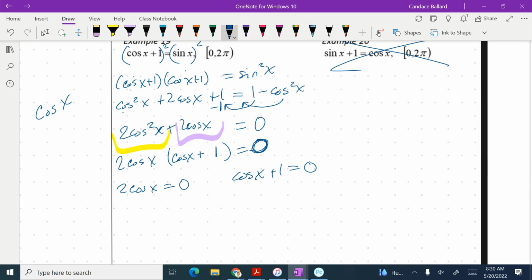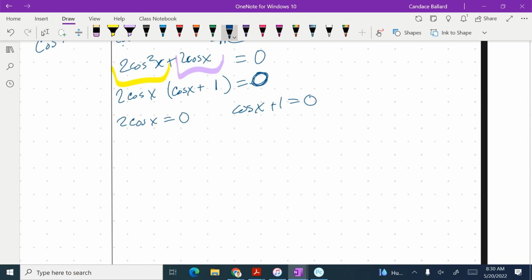All right. We are going to use zero product property and finish this off. So what do I have to do with this 2? Divide it out. So what is 0 divided by 2? 0. All right. Cosine is the x. What were the x values equal to 0? Pi over 2 and 3 pi over 2.